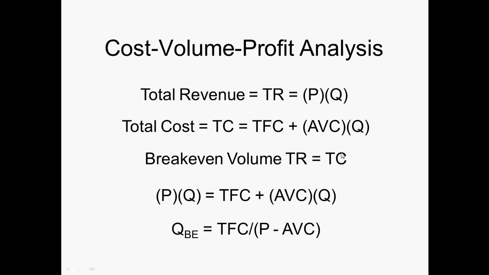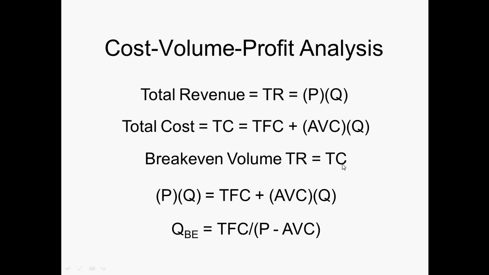So we have total revenue, P times Q, we knew that already. Total cost, and here we split it up into total fixed cost plus the average variable cost times Q. So this is total variable cost together. Now, break-even volume is some quantity which will set total revenue equal to total cost.